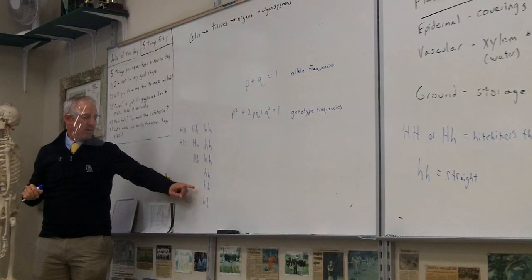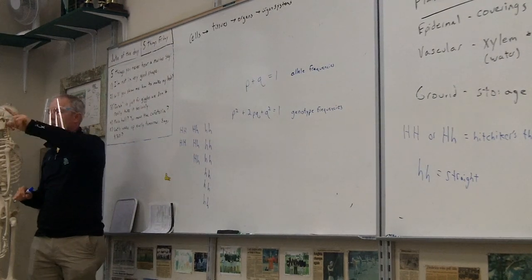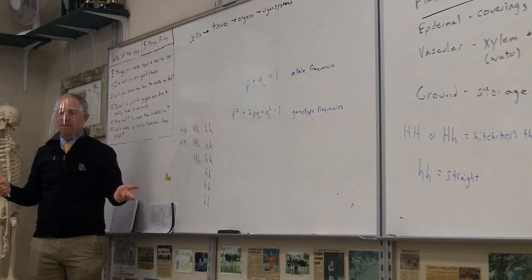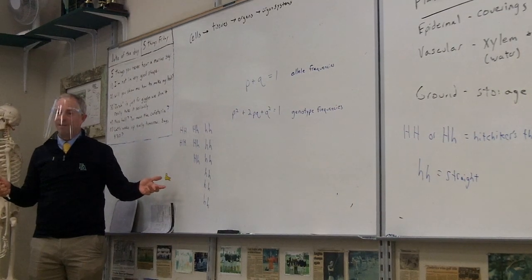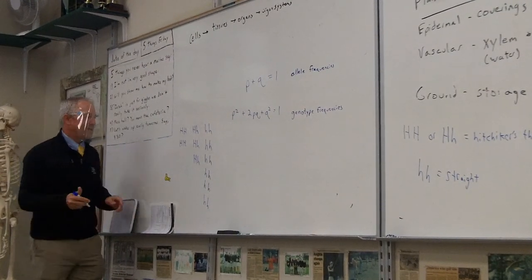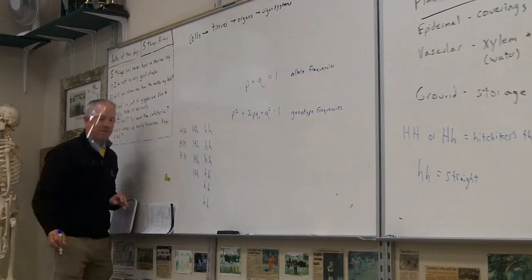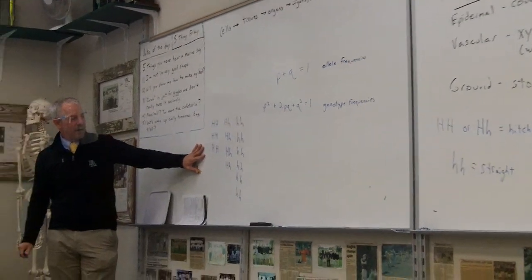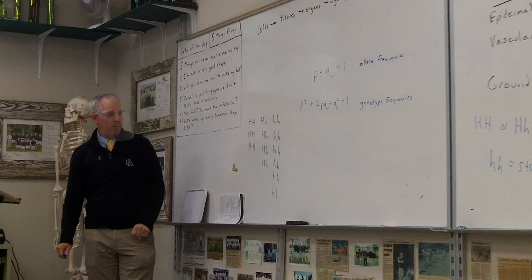That's 11, but there's 13 in the room, so who didn't answer? Okay, we'll say those people that didn't answer, they were both hitchhikers. So here are all the folks in the classroom, and that's our gene pool.